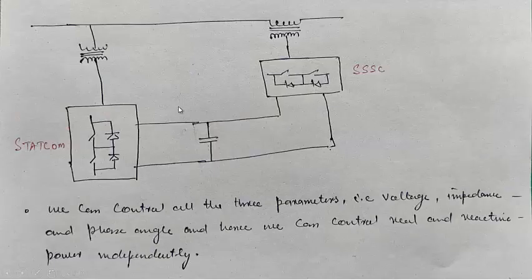So you can see they are connected like this. This is the same line. This is the STATCOM and this is the SSSC. They are coordinated and they are linked through the DC link. We can control all the parameters, for example, voltage, impedance, and phase angle, and hence we can control the real and reactive power independently. In both the cases, we will be able to control the reactive and real power independently.